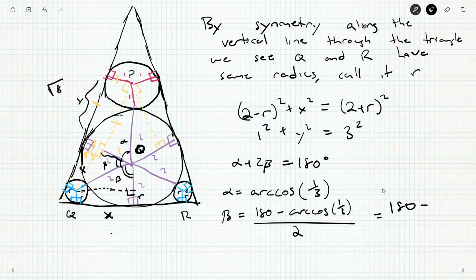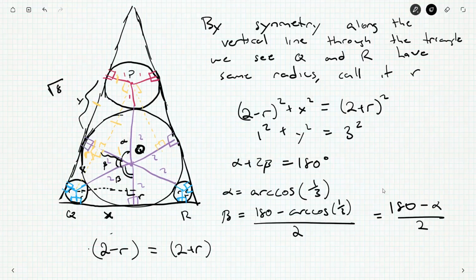Or maybe I'll just say 180 minus alpha all over 2. But then 2 minus r is equal to 2 plus r cos beta. The fact that we've got 1/3 there might help us out a bit. This is coming from another right angle triangle. Beta is the angle in between, so hypotenuse times cosine of the angle gives us the adjacent.